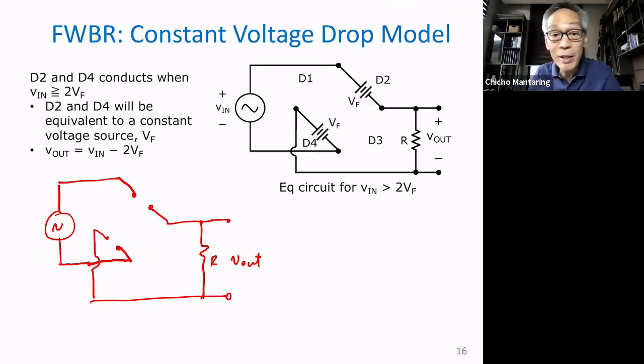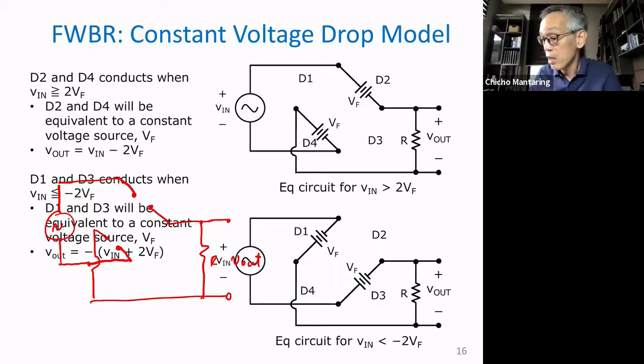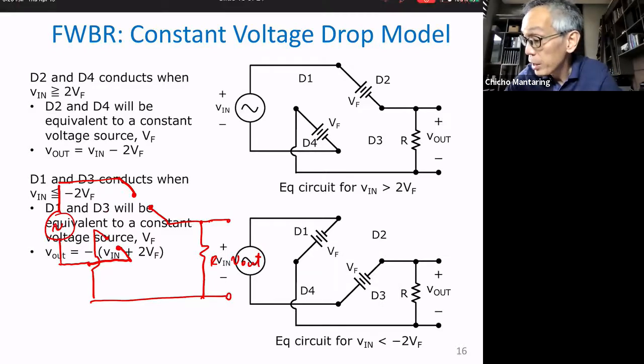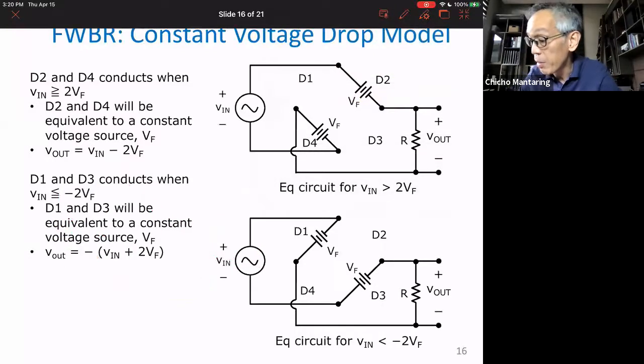No? As long as it's greater than 2 V sub F, then I can replace D2 with V sub F, and I can also replace D4 with V sub F. My output, take a look at my output. If I apply KVL to this loop here, my output is just going to be my input minus 2 times V sub F. So that's what it will look like. Let me erase the pen markings. During the positive half cycle.